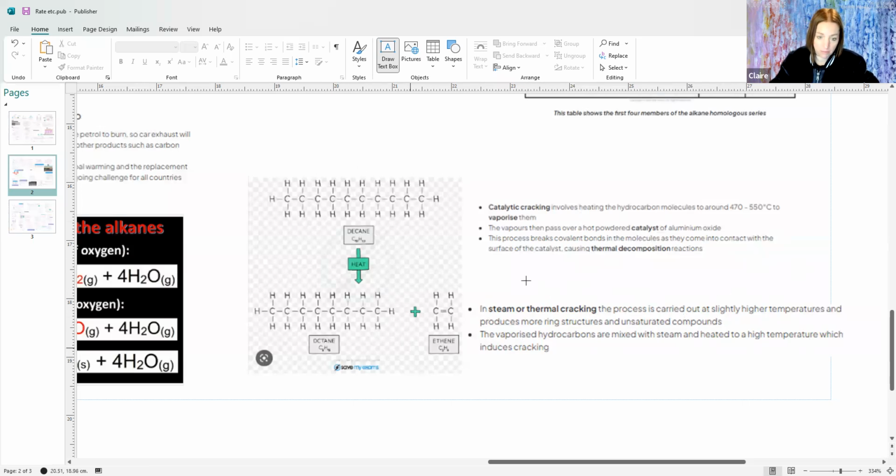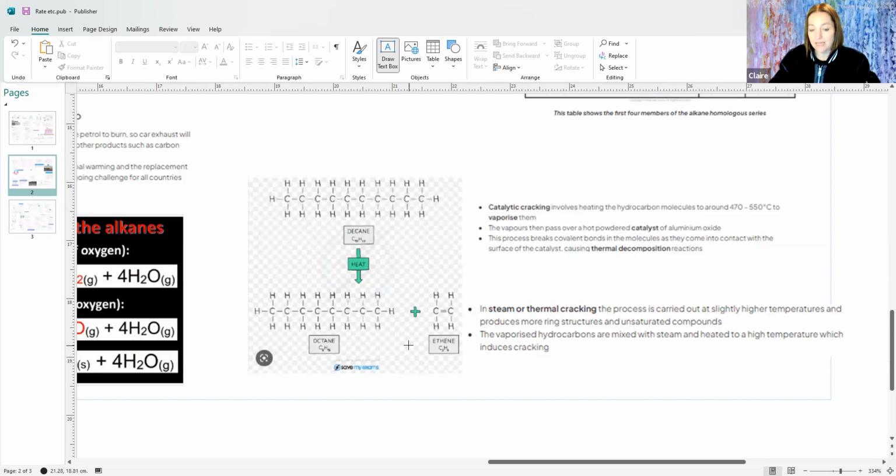The other thing you have to remember about cracking is that you will always produce one alkene. We haven't talked about alkenes yet, but because of the number of hydrogens, you are never going to get all alkanes. Always double check that. Think about it as a balanced equation: however many carbons and hydrogens go in, you have to have the same amount going out. That's why there's always an alkene.